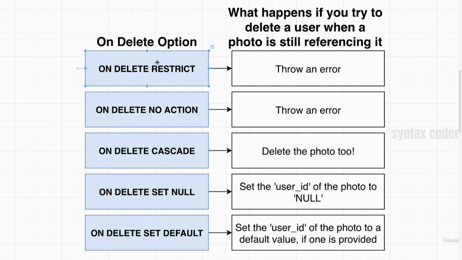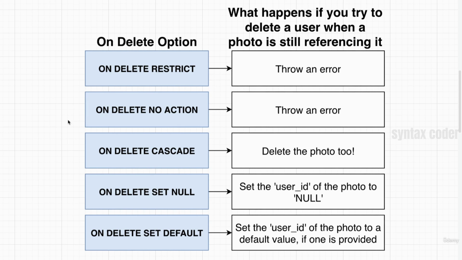So again, the default behavior is onDeleteRestrict. There's another option called onDeleteNoAction that will also throw an error. There is technically a difference between what restrict and no action does. We'll discuss what that difference is later. It's a very small difference that has absolutely no impact at where we are right now.